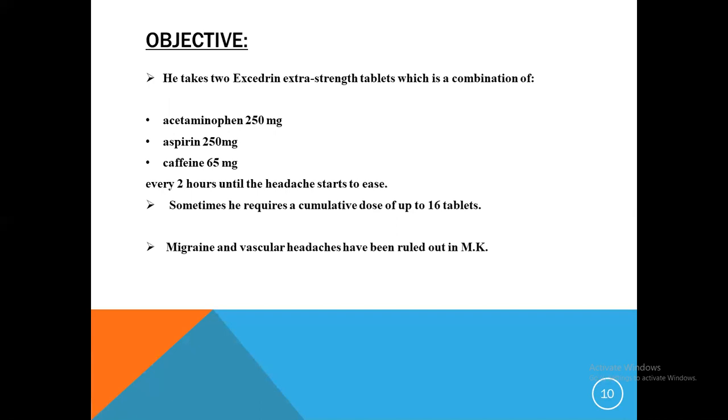What is the objective? He takes two Excedrin Extra Strength tablets, which is a combination of acetaminophen 250 milligrams, aspirin 250 milligrams, caffeine 65 milligrams, every 2 hours until the headache starts to ease. Sometimes he requires a cumulative dose of up to 16 tablets. Migraine and vascular headaches have been ruled out in MK. These are our objectives on which our assessment and plan are based. Actually, the assessment and plan is based on both subjective and objective, but these are under new consideration.